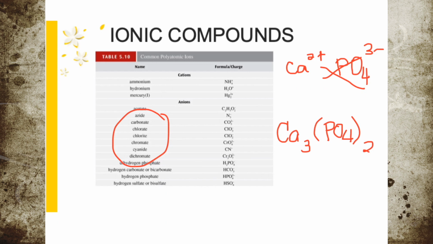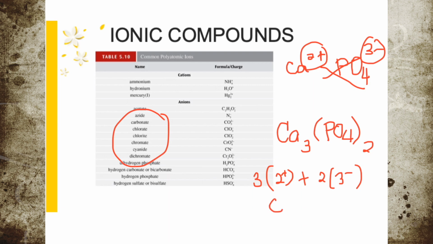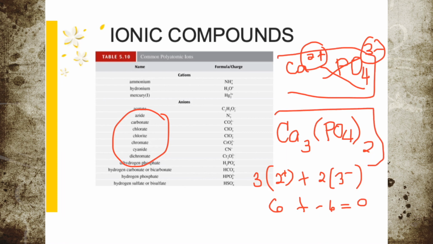Remember that in your compound, your ions must combine in a ratio that gives a neutral formula overall. Since calcium has 2 positive times 3, plus PO4 has 3 negative times 2, that will be a 6 positive and a 6 negative, which is 0. Therefore, when we put this together as Ca3(PO4)2, when we name this it will be calcium phosphate.